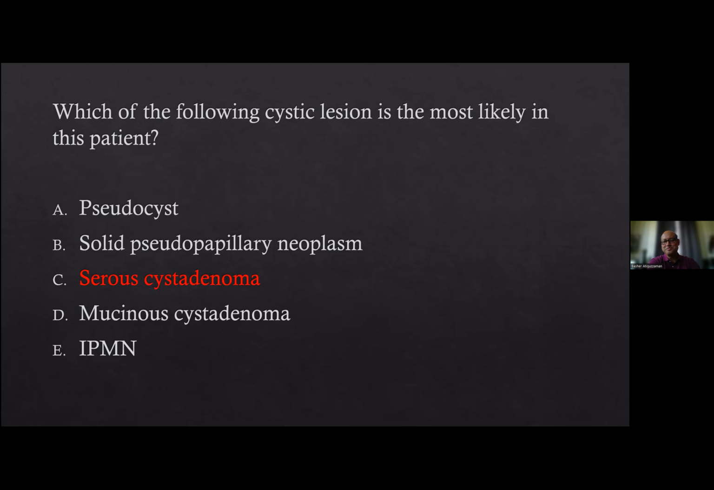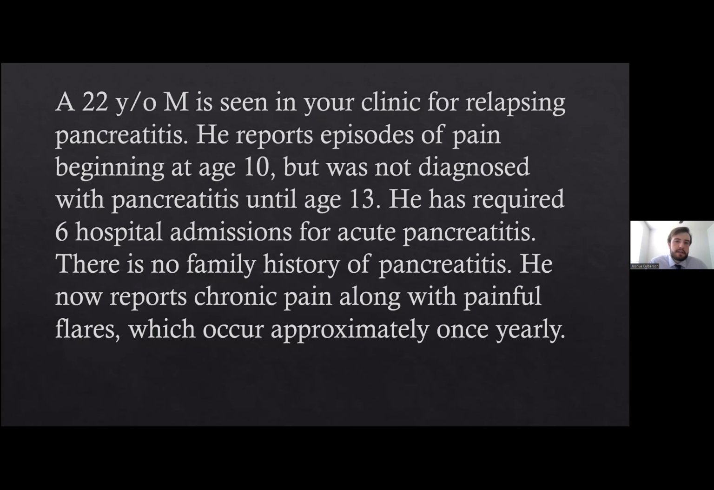Next case. A 22-year-old male is seen in your clinic for relapsing pancreatitis. He reports episodes beginning at age 10, but was not diagnosed with pancreatitis until age 13. He has required 6 hospital admissions for acute pancreatitis. There is no family history of pancreatitis. He now reports chronic pain along with painful flares, which occur approximately once yearly. Amylase and lipase are elevated with each attack, but liver chemistry and triglycerides have been normal. Several CT scans show a non-dilated pancreatic duct.